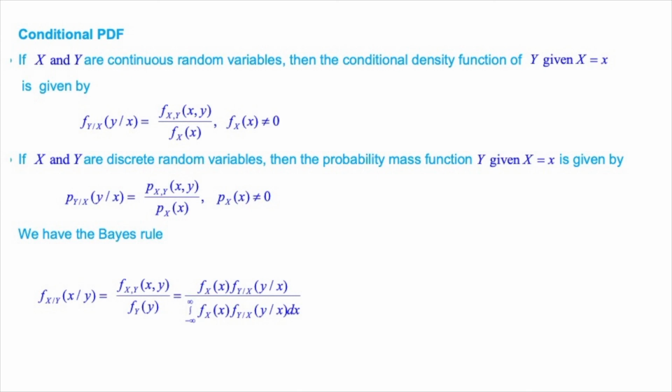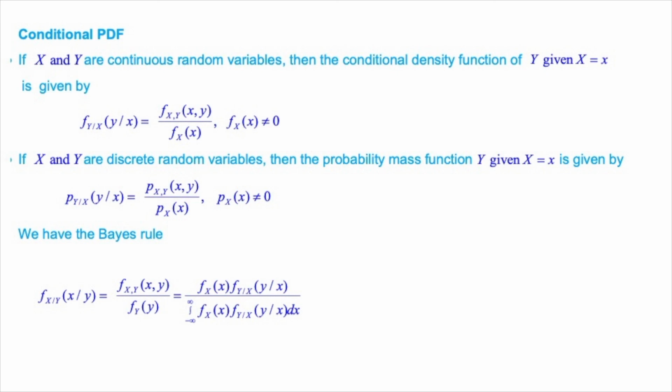Again, this is the ratio of the joint probability mass function divided by the marginal probability mass function. And we can use this definition of conditional PDF to derive the Bayes rule for continuous random variables, and this is given by f of y given x at point y given small x. That is, by definition, this is the joint PDF of x, y divided by the marginal PDF of y.